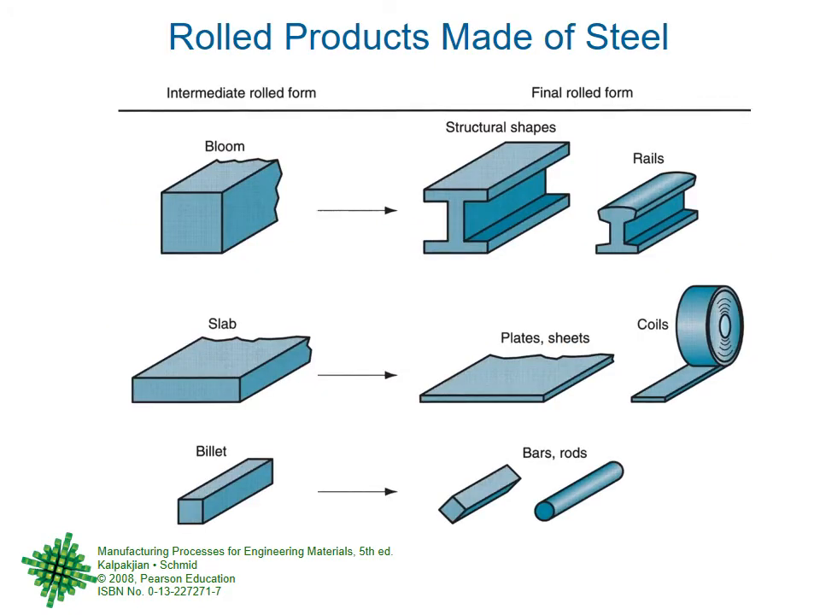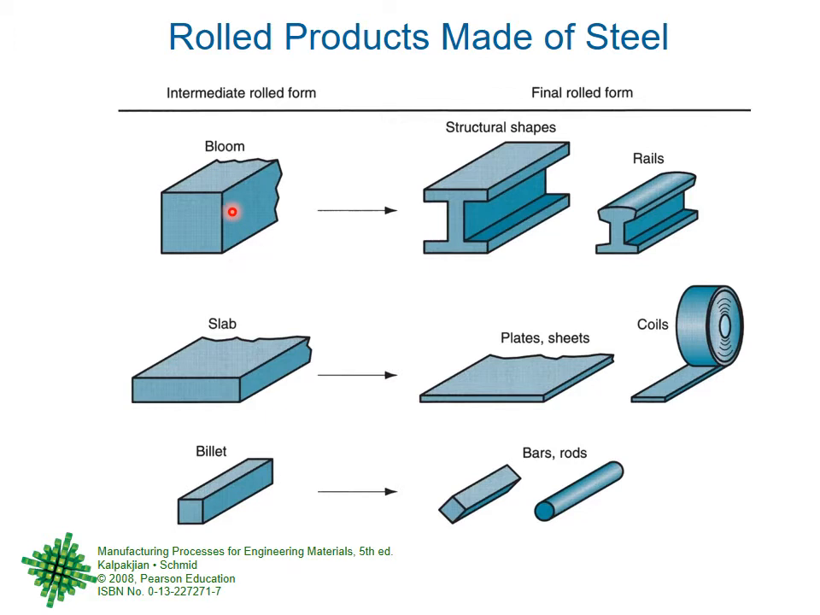Here we are showing you the figures. This will be called a bloom, a square cross section. This will be called a slab, rectangular cross section. This will be called a billet. It is a square or rectangle but much longer in the other side. The billet shown here is a square, but the starting billet could also be round sometimes.